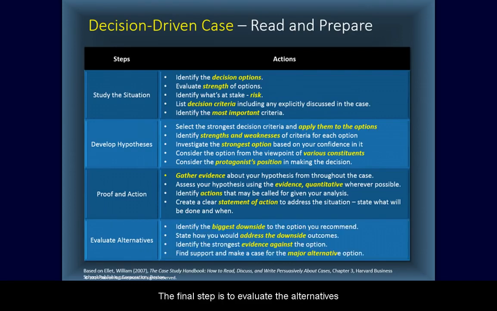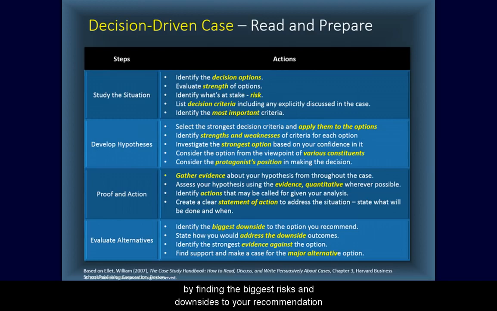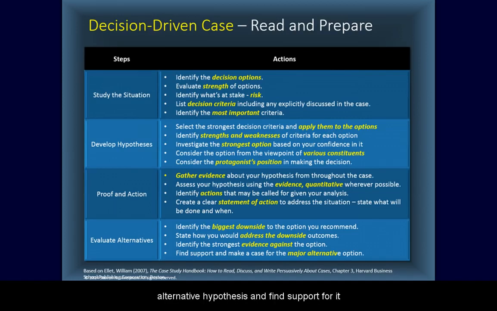The final step is to evaluate the alternatives. Here, you are going to challenge your chosen option by finding the biggest risks and downsides to your recommendation. Then, you turn around and describe how you would handle the risks and downsides. Next, you identify the strongest evidence against your option to be aware of how others might criticize your plan. Finally, take the position of advocating for the major alternative hypothesis and find support for it.